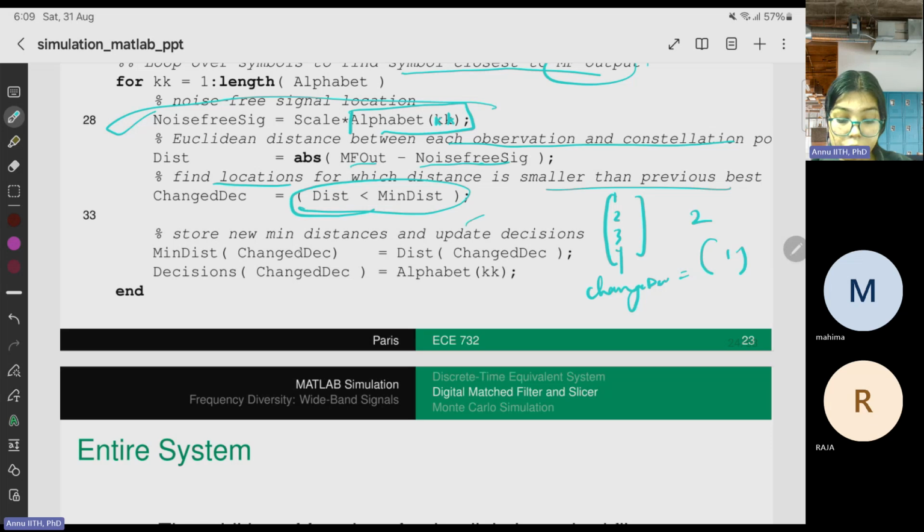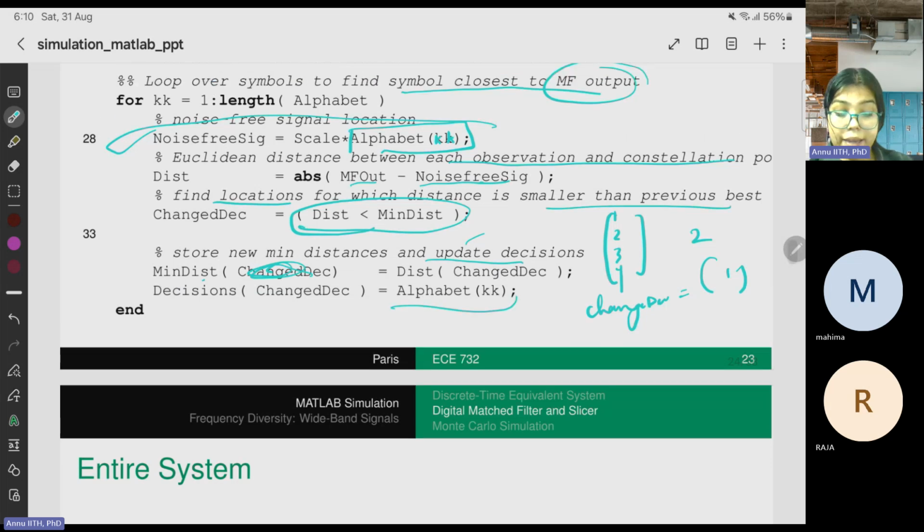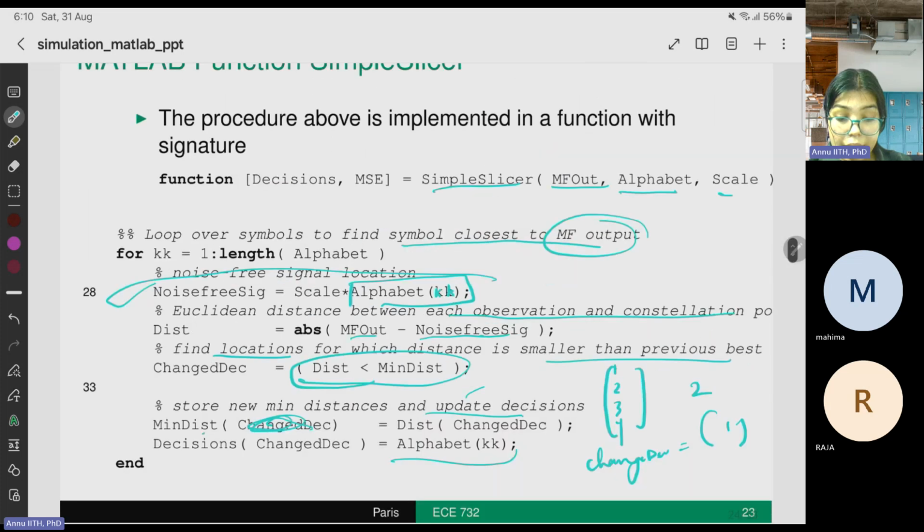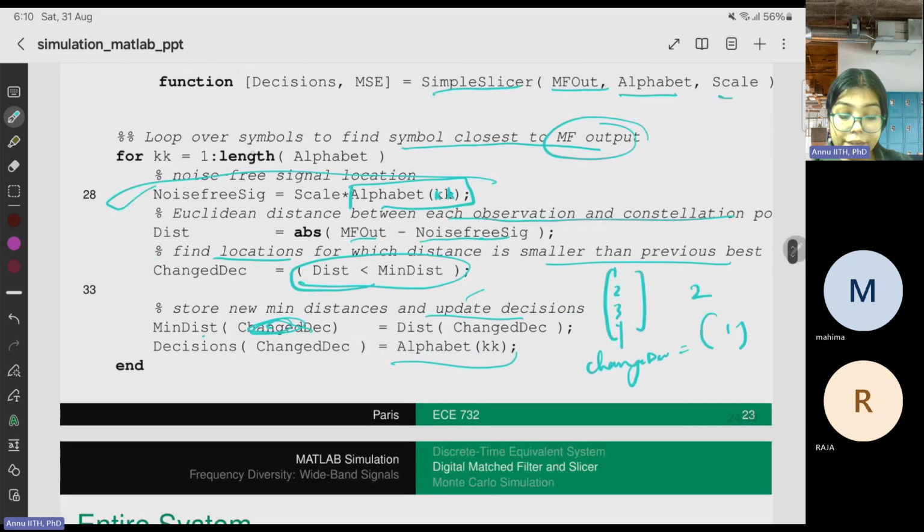Store the new minimum distance and update the decision. So again, the min distance will be changed by this particular value. If it is valid, then min distance equals distance at change dec. Decisions at change dec is equal to alphabet kk. The alphabet is nothing but a single value, and then we have one vector. So kk goes from one to the length of the alphabet in a loop.